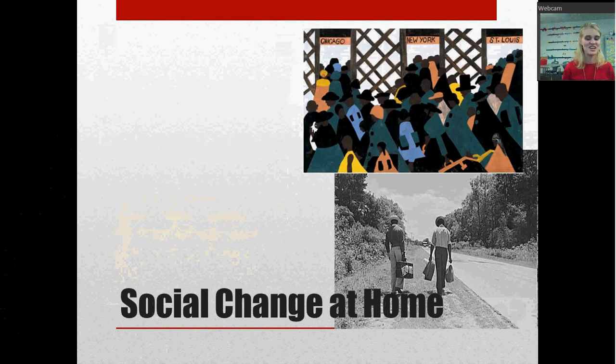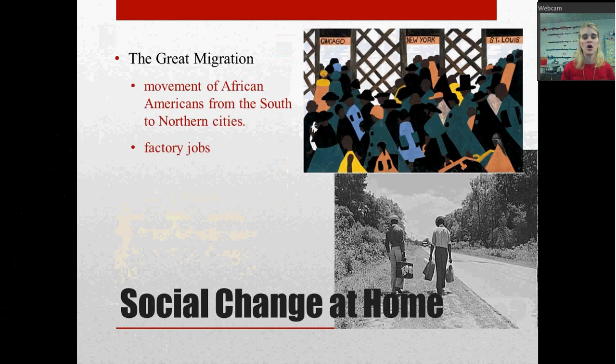The last one we have here is social change at home. So you've got all these men who went off to fight, right? Most of them are white, right? So that leaves a couple groups of people at home who have some new opportunities open to them. This begins something we call the Great Migration. So the Great Migration is the movement of African Americans from southern cities to northern cities. So the highest population of African Americans was in the South before this. Why would that be? Where were slaves? These are the descendants of slaves, right?